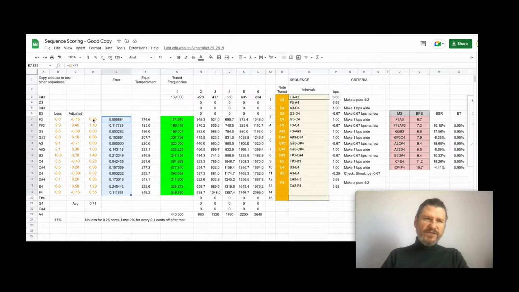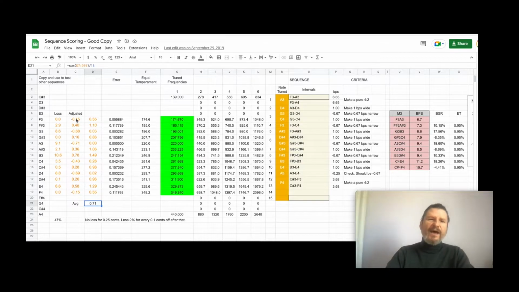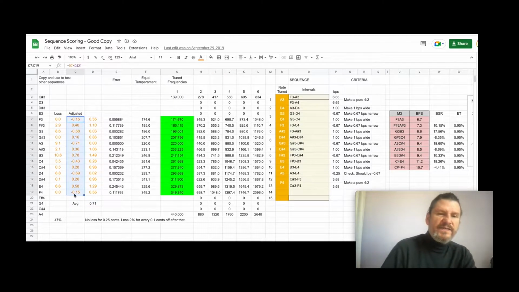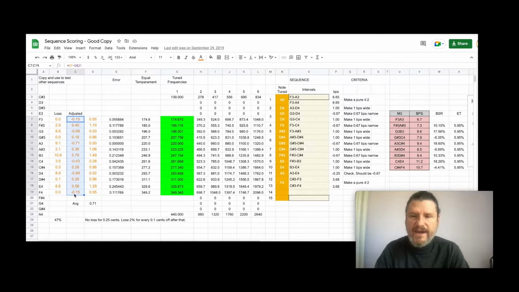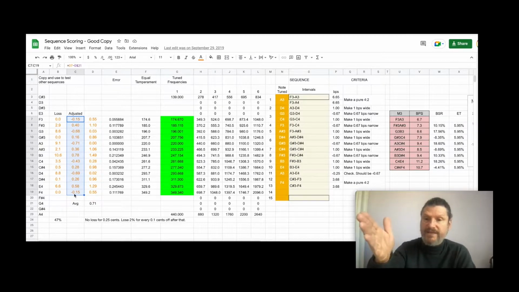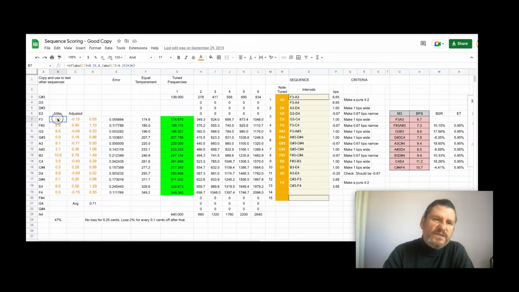And this error is mentioned here in cents. This is the error in hertz. This is the error in cents. And the total error, the average of all that error, was 0.71. So we just minus that. So all of these are sharp. So we minused it. So now the average of all this error is 0, because that's what we want to do. We want to calculate the error based off of how far away it is from an ideal, which is 0 cents. And this was the loss calculated on no loss for 0.25 cents off, but 2% loss for every 0.1 cent off after that.